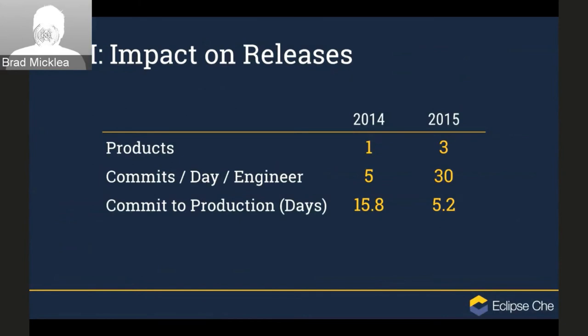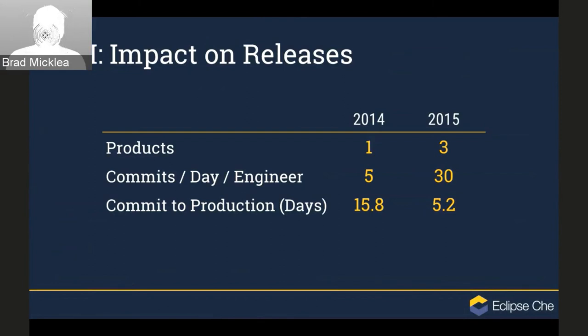Now, that made a pretty substantial impact on our releases. We went from one product to three products. So you would think that by expanding the number of products and packages we were delivering to market, with the same size dev team, I should add, the number of commits per day per engineer would drop and that it would take longer to get a commit into production because of that greater complexity.